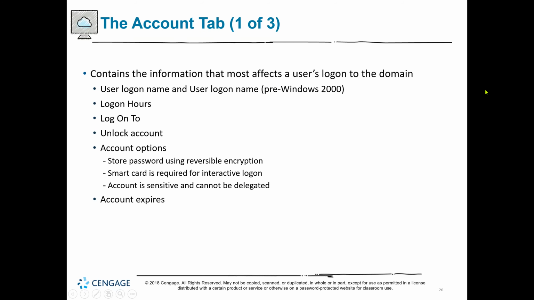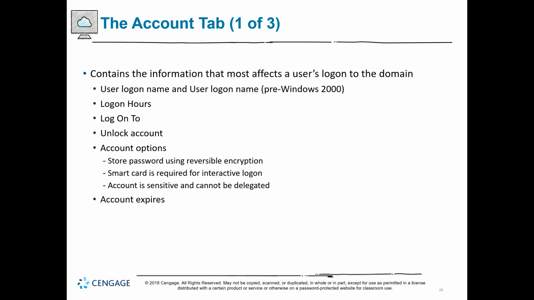The Account tab contains information that most affects a user's logon to the domain. It's best to know what is in here within your organization. You have user logon name and a second user logon name, there's two different ones, and how those are entered will affect how things talk to each other. You have one that's for everything, and then there's one that's basically for legacy systems. It's best to have them both because even though you may think that's never going to happen, you don't know. Logon hours, log on to, unlock account, account options.